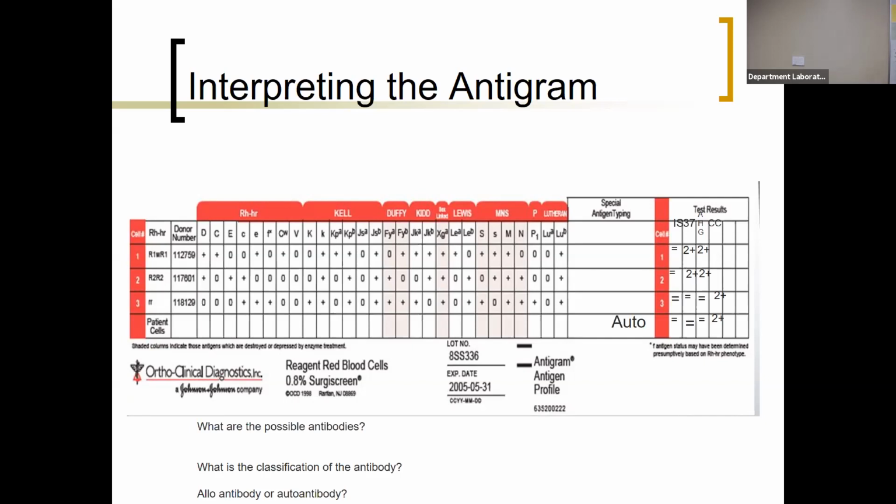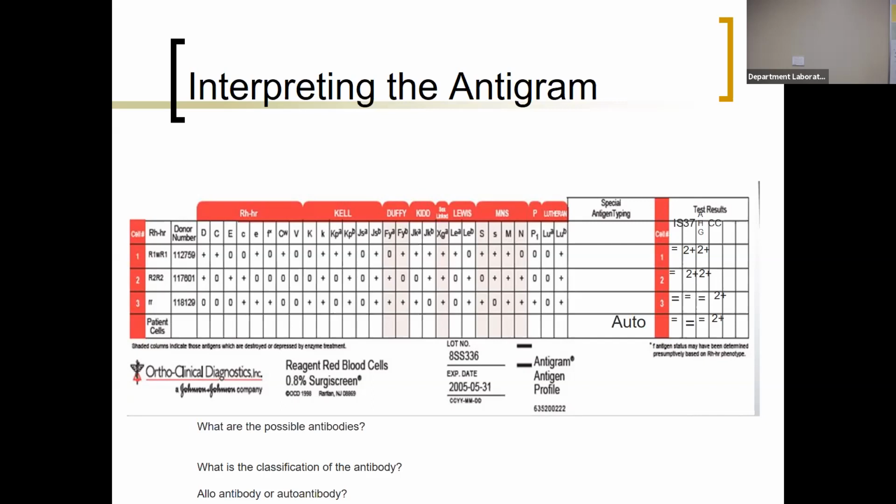Oh, it could be. Because big C is present on screening cell 1, big E is present on screening cell 2. Could be a combination of those two antibodies. All right, so you've got to keep that in mind too. These patients can have multiple antibodies.